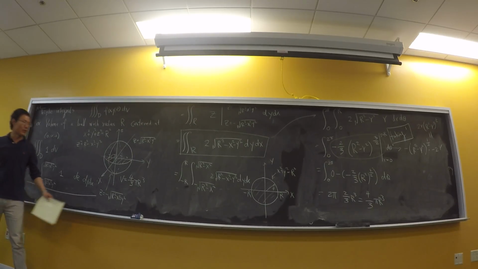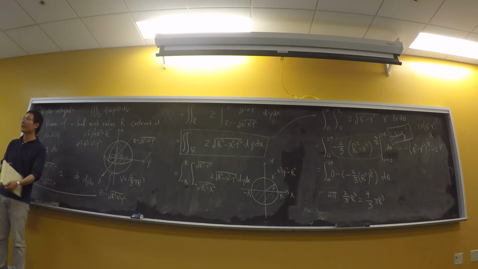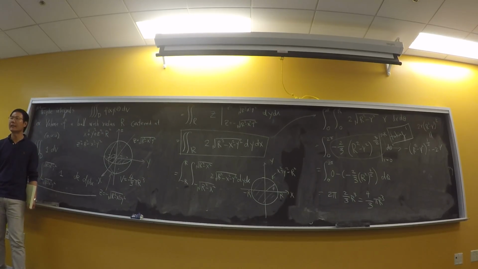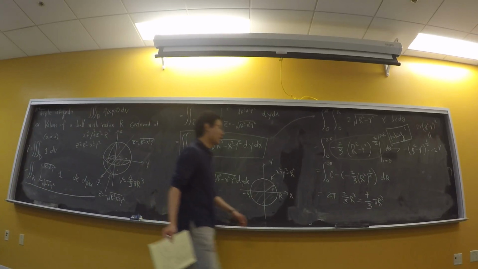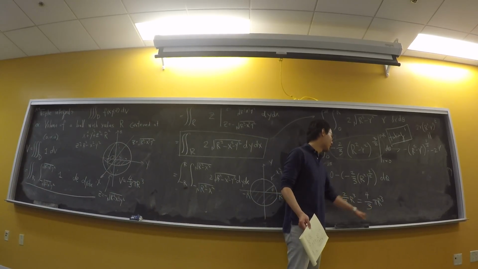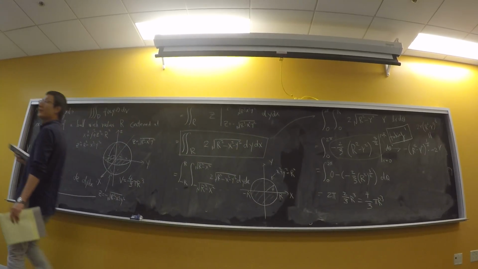So the volume of a ball is equal to 4 divided by 3 pi r cubed. R here is the radius. So this is an extremely nice application of triple integral. Remember when we did a double integral, we computed the area of a disk, and we actually verified the area formula is pi r squared, right? Here we actually verify the volume of a ball is 4 divided by 3 pi capital R cubed. Okay, questions?